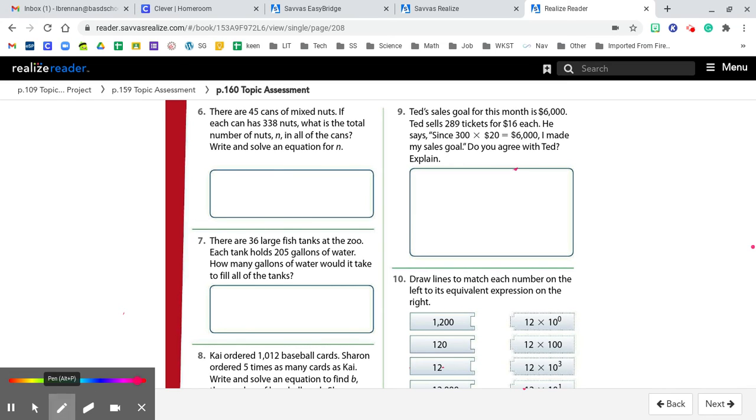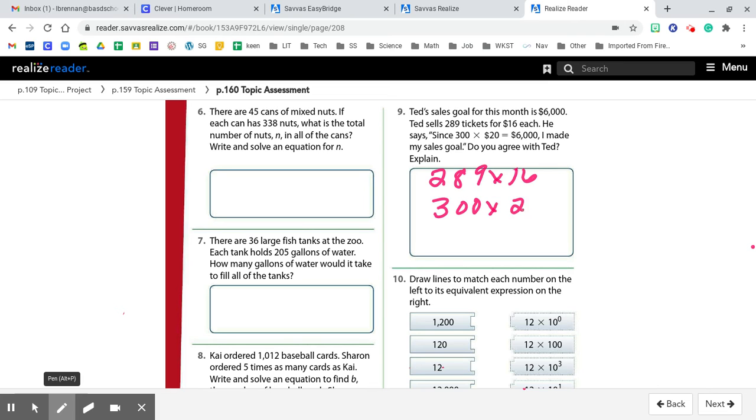Ted's sales goal for the month is 6,000. Ted sells 289 tickets for $16 each. He says, since 300 times 20 is 6,000, I made my sales goal. Do you agree with Ted? Let's take a look at what he originally was supposed to, what he has. He sold 289 for 16 each. He decided to round that up and round that up.